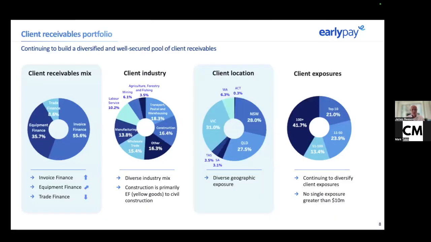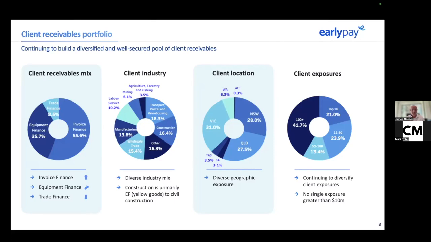The client receivables portfolio, this is across all products. There's been a big push over the past 18 months to reduce concentrated single borrower exposures and have a much more diversified pool of client receivables. And although this is still a work in progress, we've definitely made some inroads on that. And our largest single borrower exposure at the moment is less than 10. And that is down a long way from the peak of a couple of years ago.